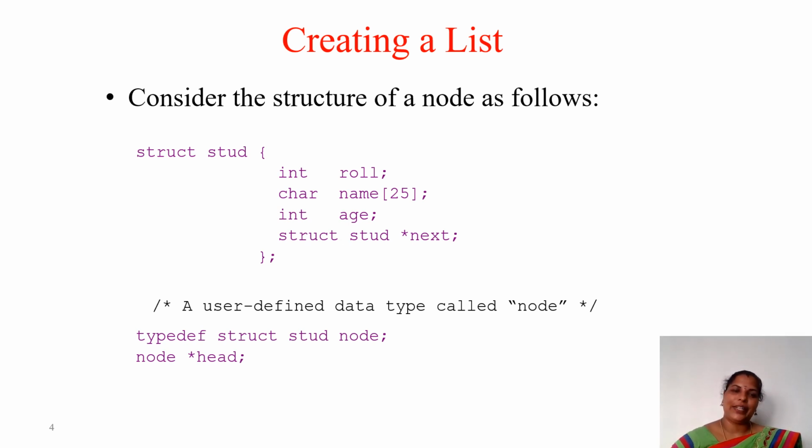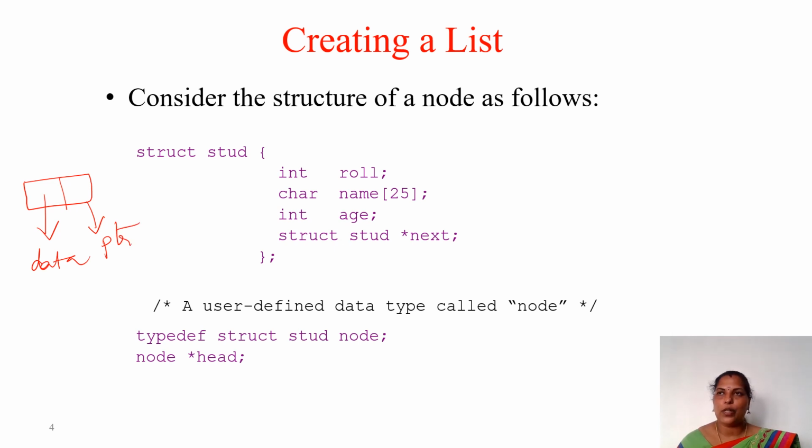In order to create a list, we need to think what is the structure of any node. We are all aware that in any node, we have two compartments. One is for the data and another is for the pointer, that is, the next node's address we have to store. So two compartments are there in a linked list. In the introductory class itself we have seen that one is for the data and another is for the pointer, where the next node's address is stored.